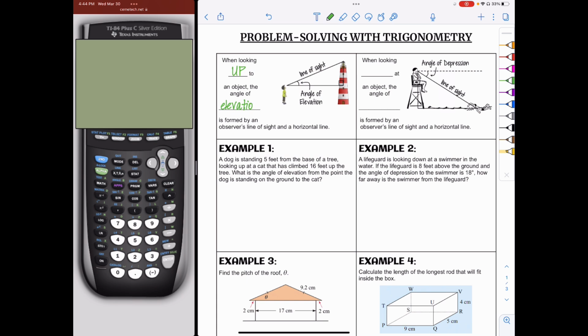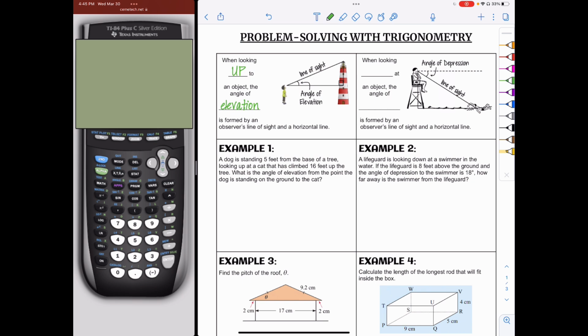What I mean by a line of sight is if we look at this person here and we imagine their eyes looking up to the top of that lighthouse, the line of sight is that line that is highlighted. The way we naturally look, we normally look at things head on or straight ahead. So that is the horizontal line. Basically, your angle of elevation is the angle that is formed by you looking straight ahead and you looking up to something. Okay? So that's what the angle of elevation is.